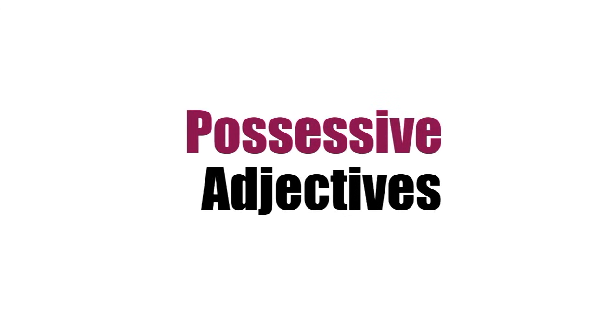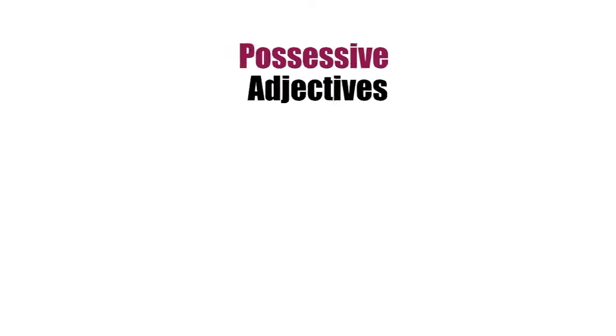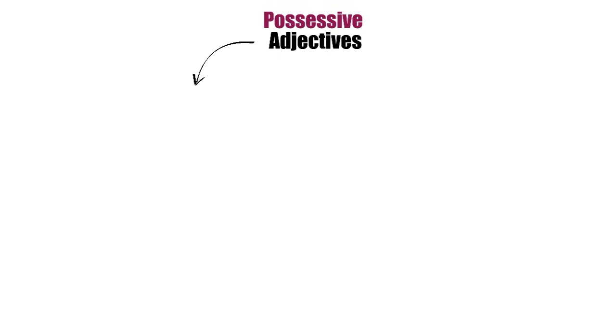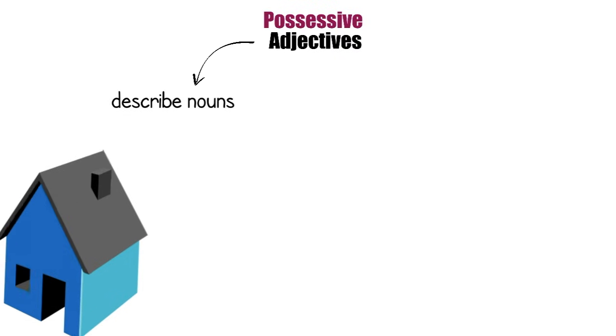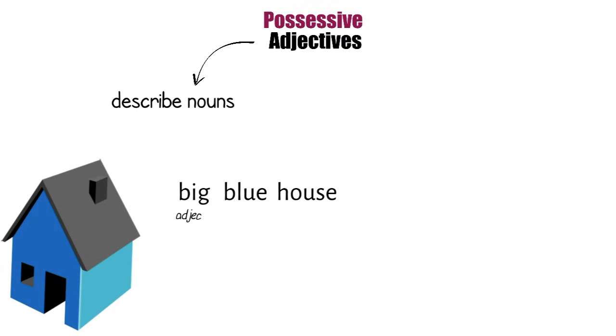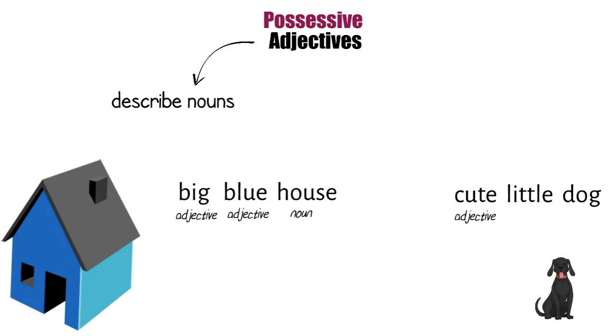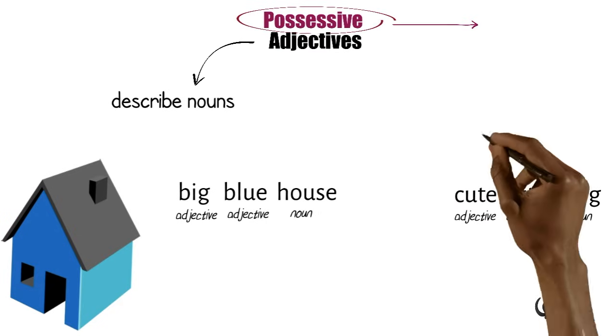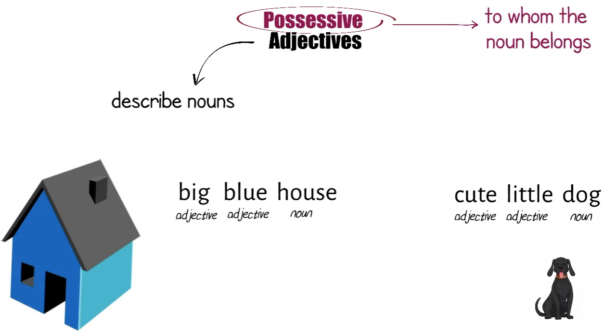Today, we'll see how to use and form possessive adjectives in Spanish. In any language, adjectives describe nouns. To describe this house, I can use the adjectives big and blue. To describe this dog, I can use the adjectives cute and little. Possessive adjectives provide a specific type of description, to whom the noun belongs. My big blue house, or their cute little dog.